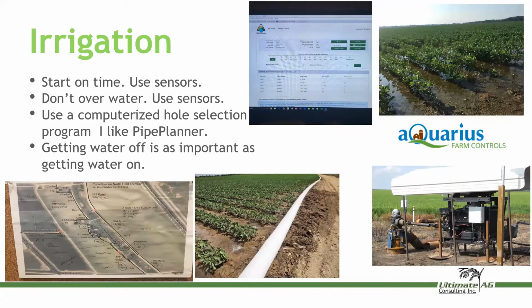Irrigation, we've got to make sure that we're irrigating correctly. We can irrigate too little. We can irrigate too much. Use Pipe Planner. I can't say enough for it. It's probably one of the best products out there on the market. It's free. It will help you get the exact watering times, pipe layouts, and all of that for your fields.